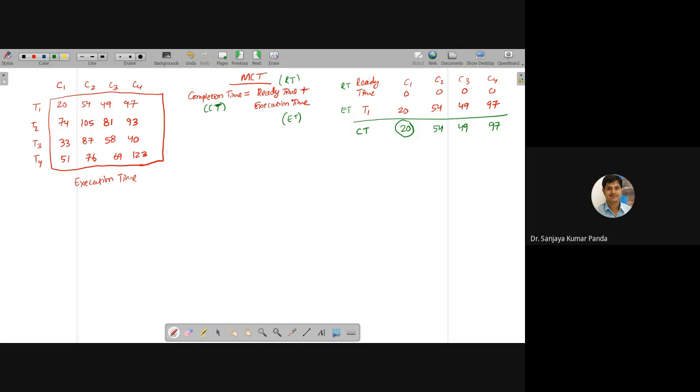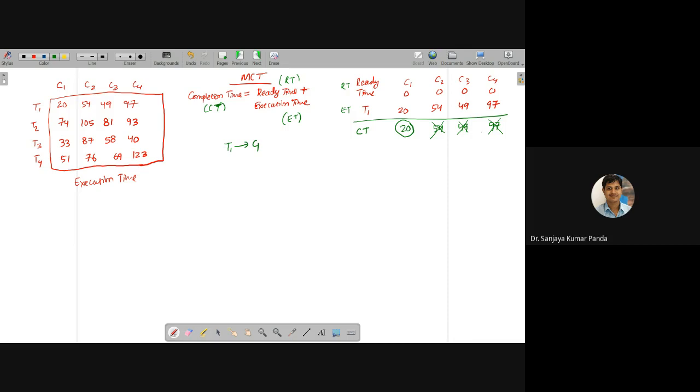Assign the task T1 to C1. Okay, T1 is mapped to C1. But what about the mappings you have done for C2, C3 and C4? Those are undone, because you have not assigned T1 to C2, C3 or C4. So this time you have to cancel them out.